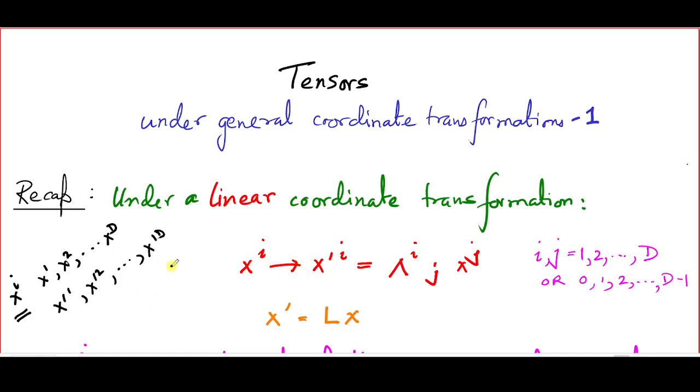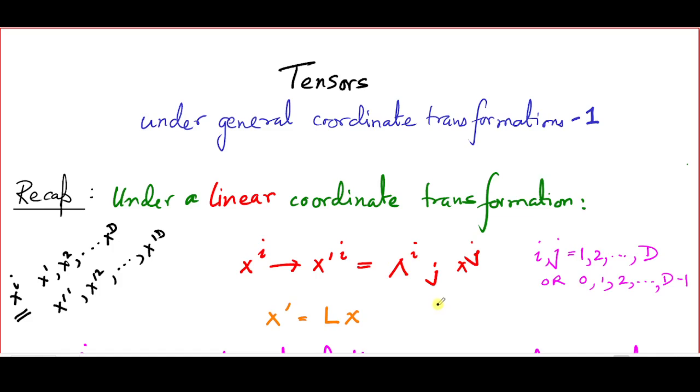Now, for a linear transformation of coordinates, x^i becomes x'^i. So x'^1, x'^2 up to x'^d, and they depend linearly on the original x's. So you get the new x's, the x primes, by taking the old x's, multiplying them by some real numbers and adding them together. And that thing is written here in the form lambda^i_j x^j.